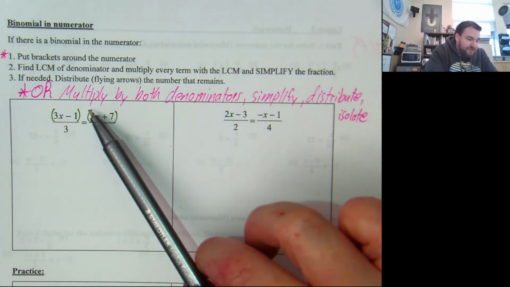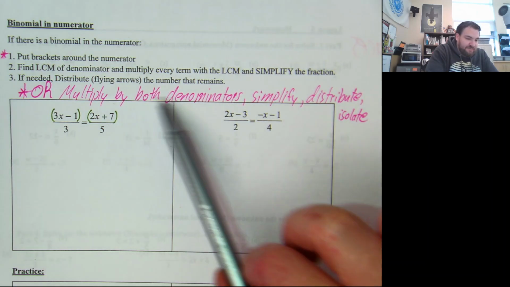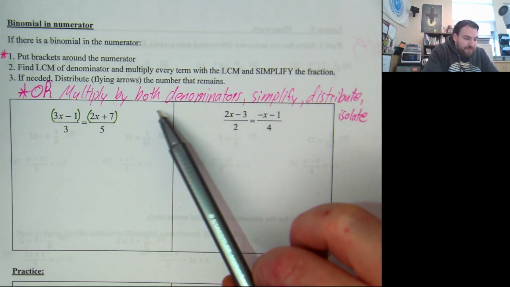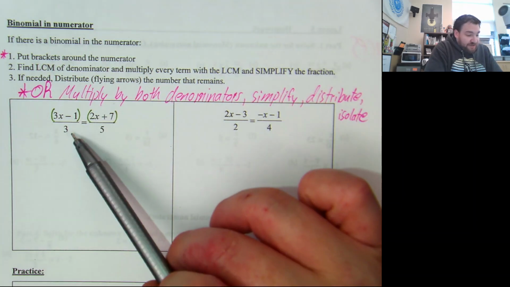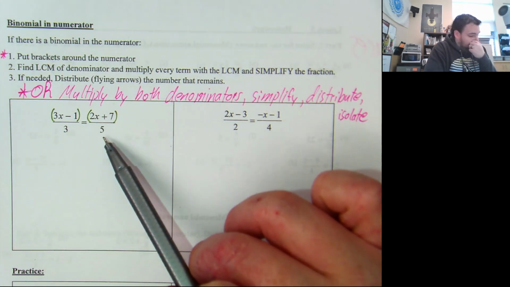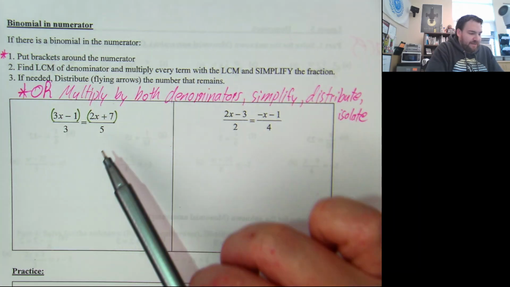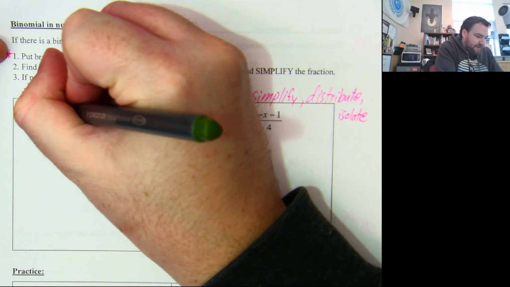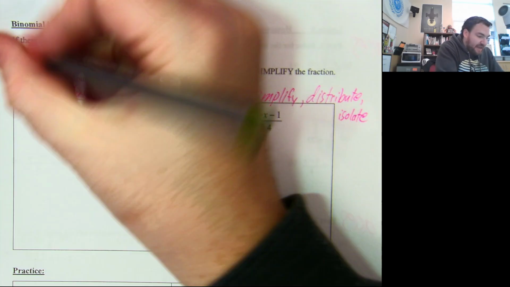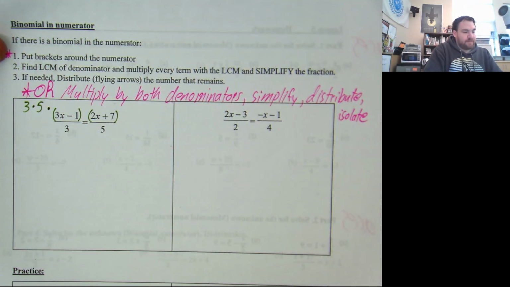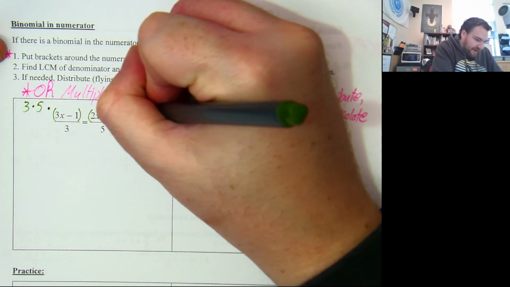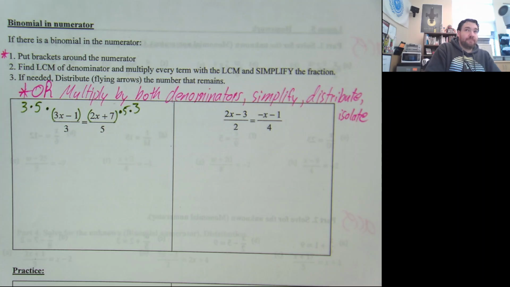Then I'm going to demonstrate what this second thing looks like here. We're going to multiply by both denominators, simplify and distribute and isolate. So I've got a denominator here of 3 and I've got a denominator here of 5. What I'm going to do is multiply, because I've got this thing now in brackets, on the outside here by 5 and 3. I'm going to multiply on this side by 5 and 3. Instead of multiplying by the LCM, for this one, I'm just going to multiply by each denominator.